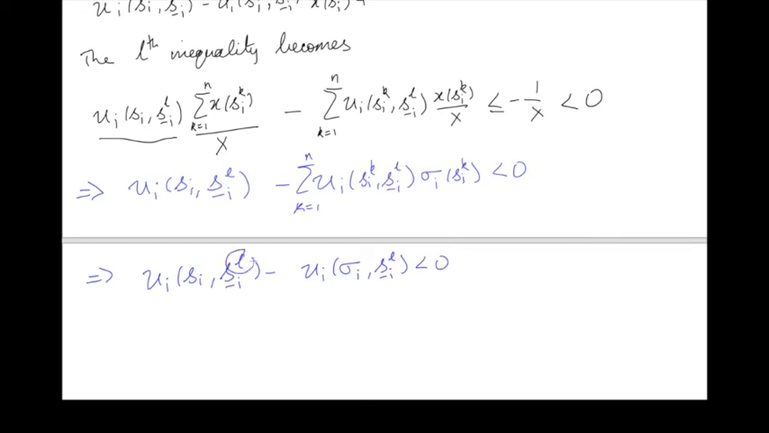And this is true for every l. For every single row, we have this strict inequality, which means that the utility from playing sigma I is strictly higher than the utility from playing Si for every possible strategy that the others could play. Thus, sigma I dominates Si.